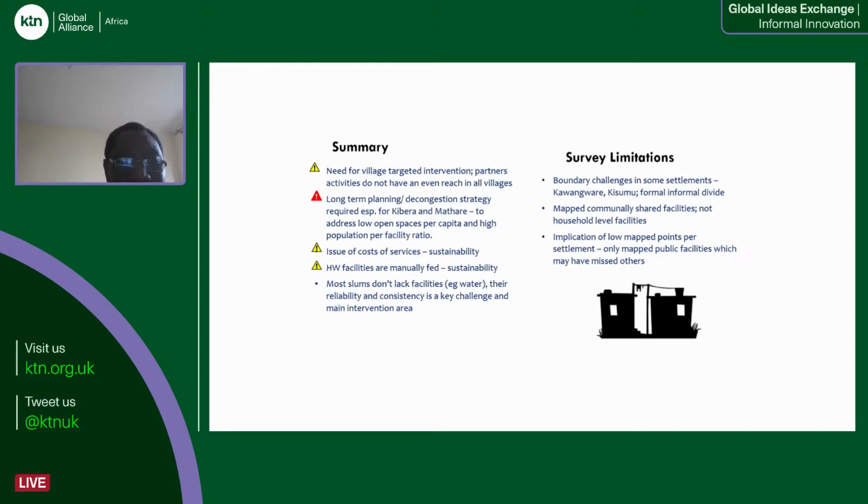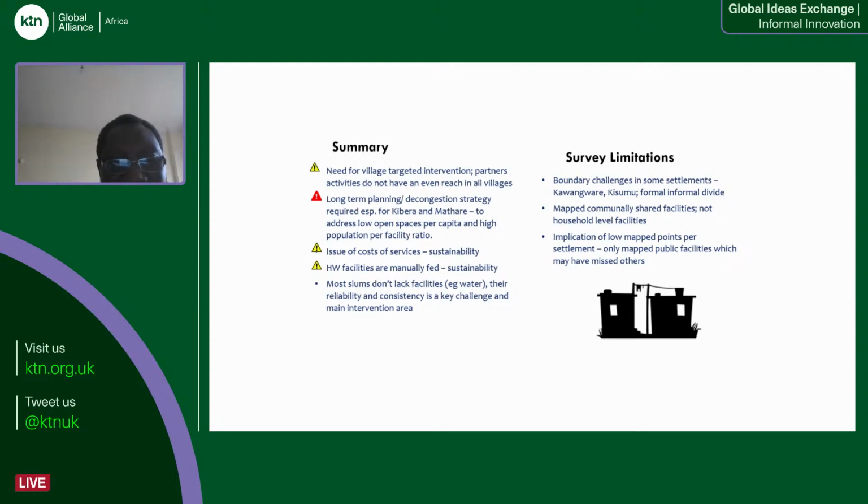This is also some summary of the findings. Long-term planning and decongestion strategies are some conclusions from this study in terms of long-term action, related to decongestion and regeneration of the informal settlement based on population ratio and facilities. It was about sustainability of the intervention, but we also realized that most slums don't lack facilities, for example water. The reality is more about reliability and consistency, which is the main challenge and main intervention area. So these are some preliminary findings, and I can share with you the full report after this exercise.